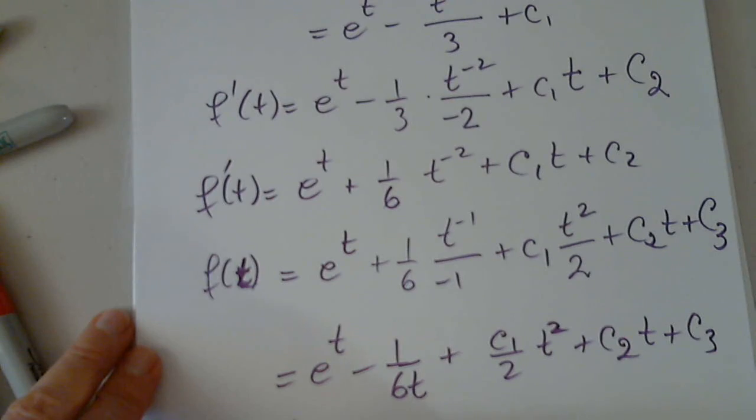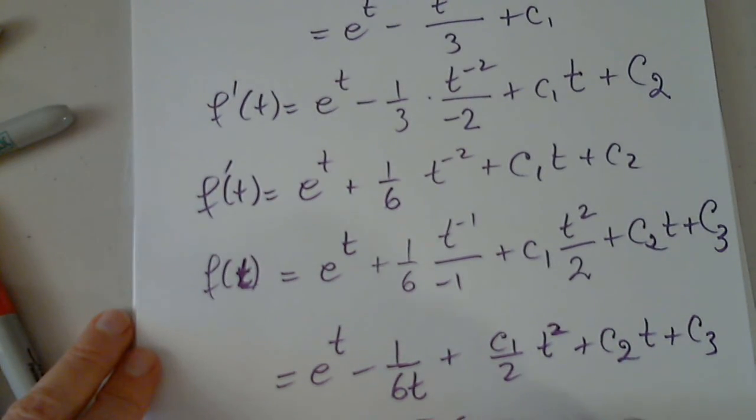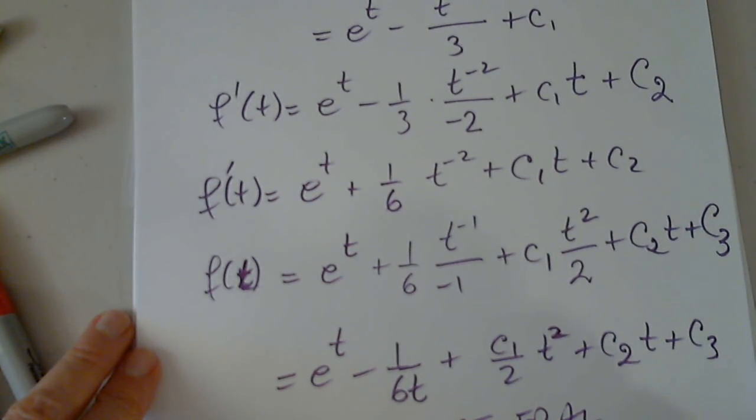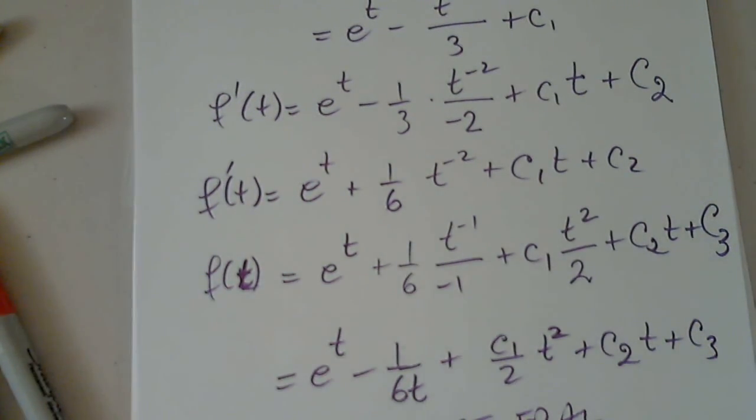This is the most general antiderivative. As you see, it's a family of functions. Infinite. C1 can be any real number, C2 can be any real number, C3 can be any real number.